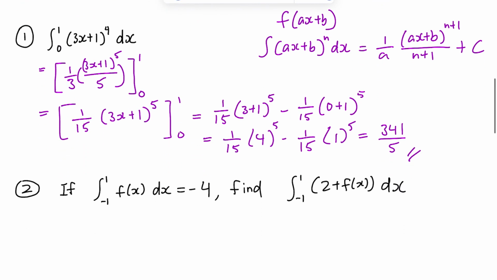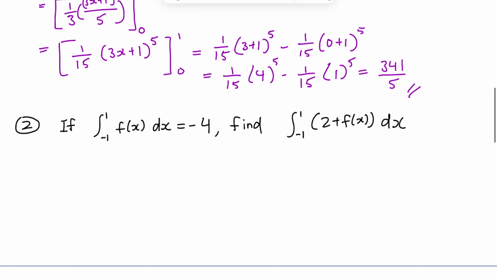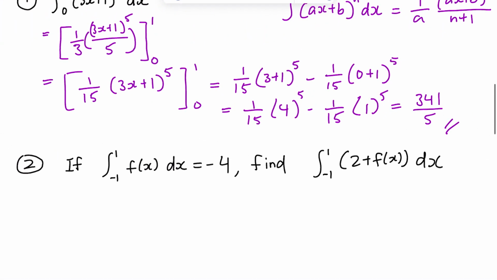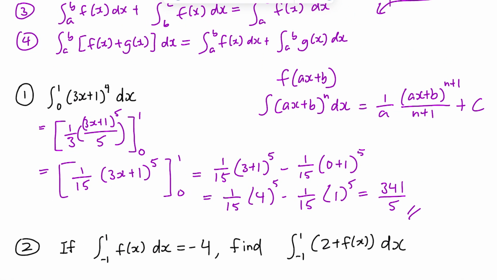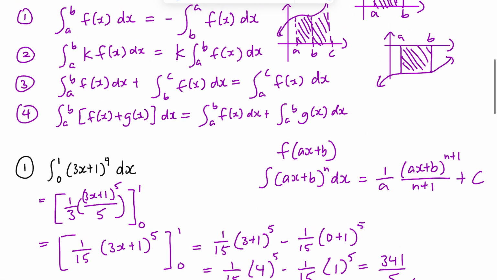Now let's move on to a second question. So now we have, if we're given that the integration from -1 to 1 for f of x is -4. Now I want to find from -1 to 1 of 2 plus f of x. So we can see that the lower bound and upper bound value remains the same. And how do we do this is we can make use of our properties. So which of these 4 properties should we use?